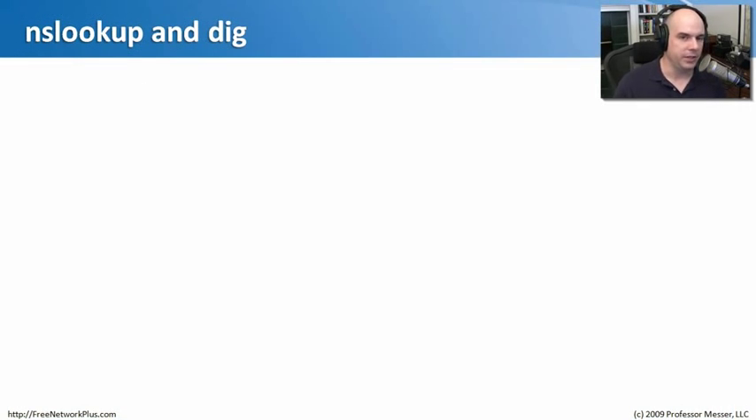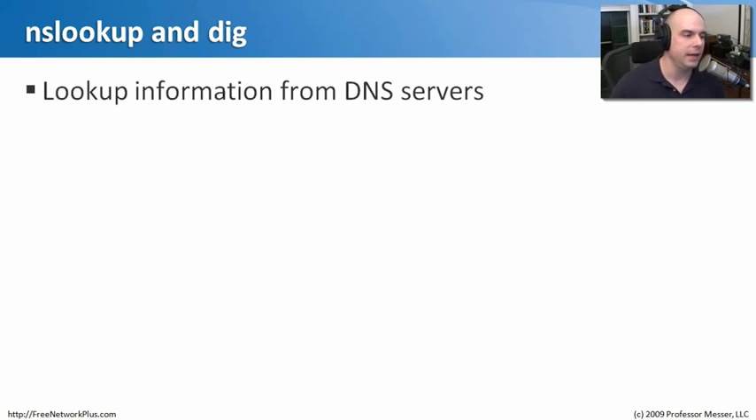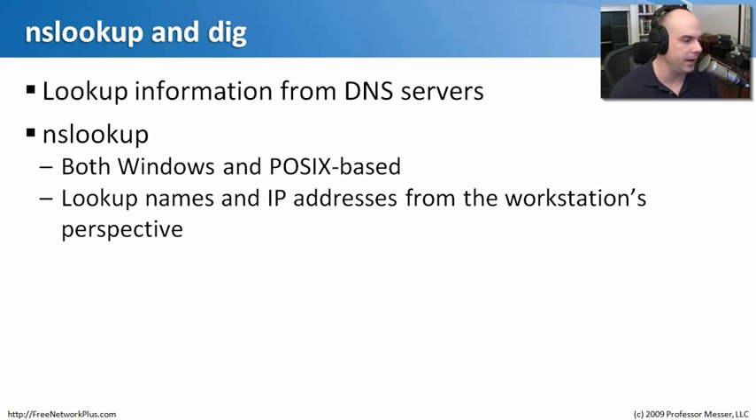We occasionally find ourselves troubleshooting problems with name services and name resolution, and there's two commands you should remember to help you with that. One's called nslookup, and the other is called dig. Nslookup and dig allow us to see what a DNS server has inside of its database for a particular hostname or a particular IP address.